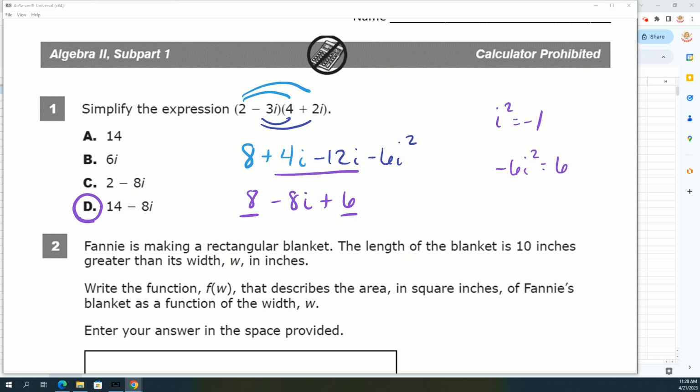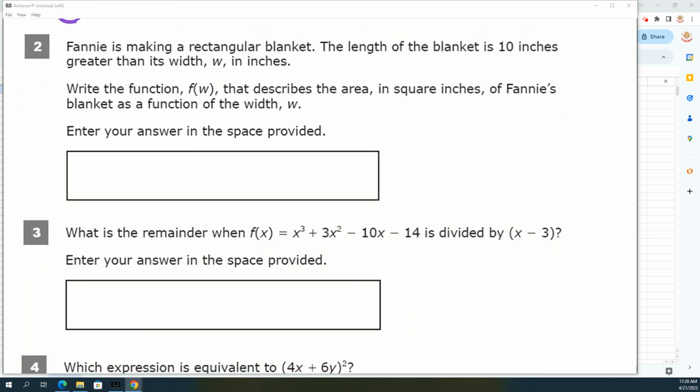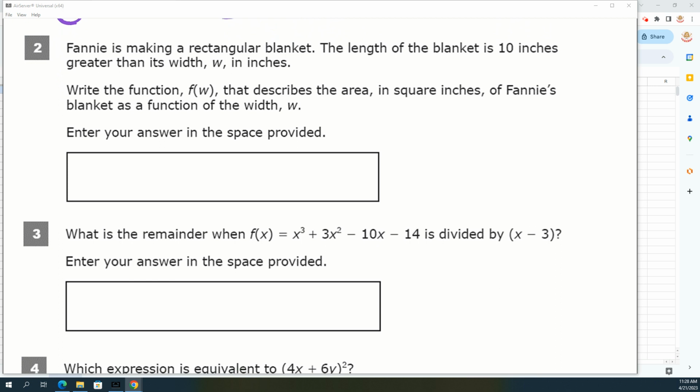All right, and then we have Fanny's blanket. So we have this rectangular blanket, and the length is 10 inches greater than the width. So we want to write a function that describes the area of her blanket. And when you do the area of a rectangle, it's length times width. So if you call this anything, you need to call it what they called it, which is f of w. And then we're going to multiply the length times the width.